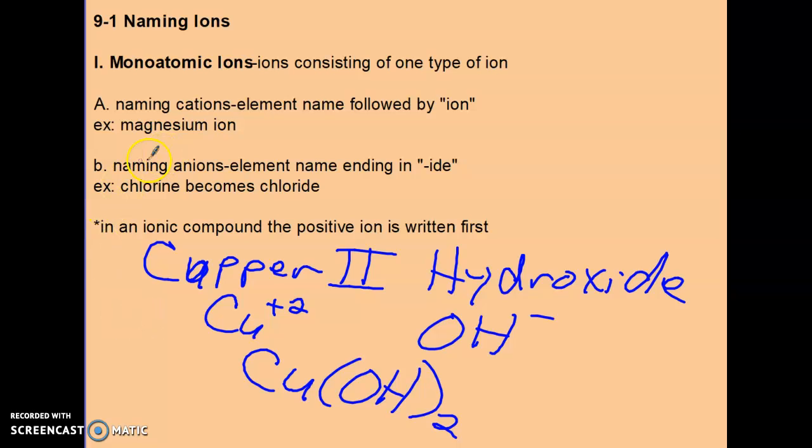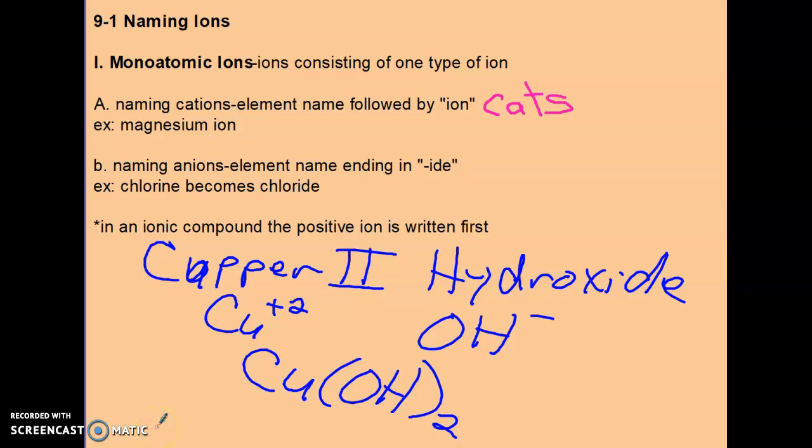So first of all, we always put the positive ion first. That's really important. So naming cations, and I always remember cats are positive, right? So cations are like cats. They're always the positive ion. Cats go first. Anions, onions are negative, so anions are negative. So when we look at naming ions, we always put that positive ion first. So in this case, copper. And remember, whenever you have a metal, metals are always positive too.